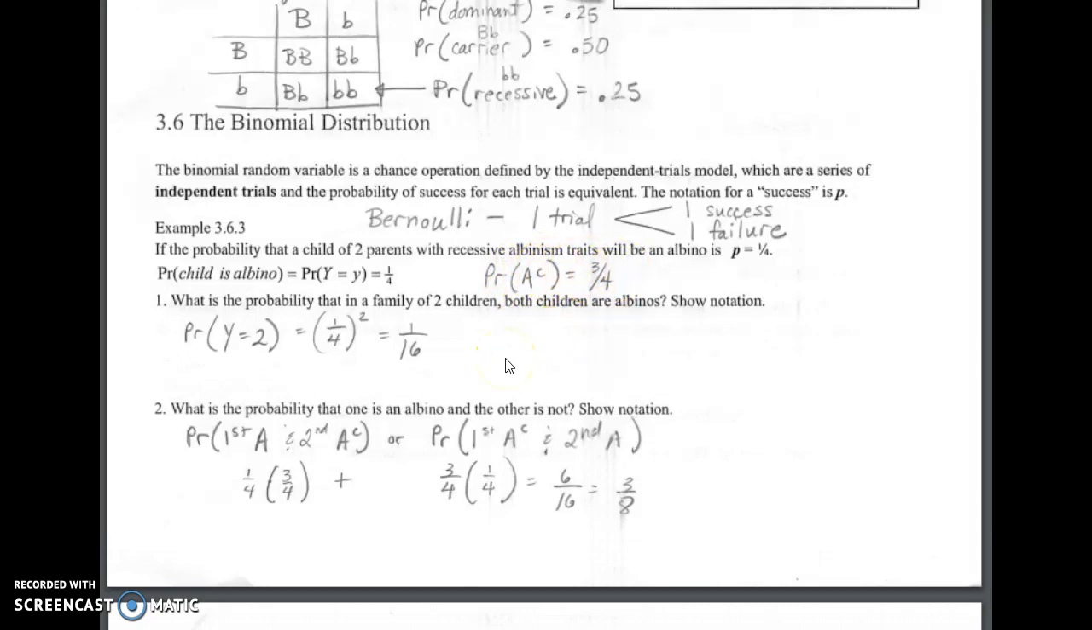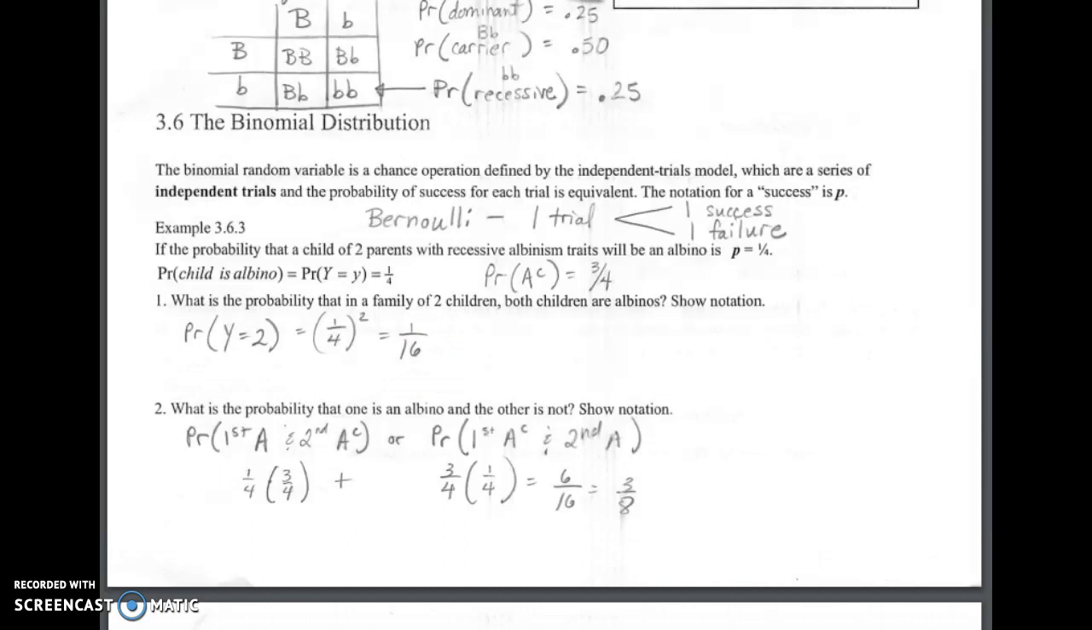So if we answer the 2 questions, what is the probability that in a family of 2 children, both children are albinos? We show the notation. Well, in order to be an albino, it's 1/4. So for both of them to be albino, it's 1/4 squared, which is 1/16.